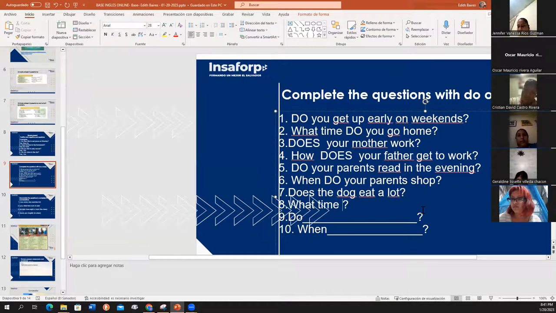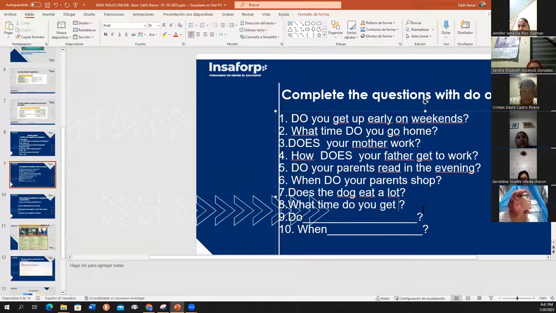Okay, someone that has this one, what time? What time do you get up? With do. Someone that has another question that starts with do. Do you like a crazy car?